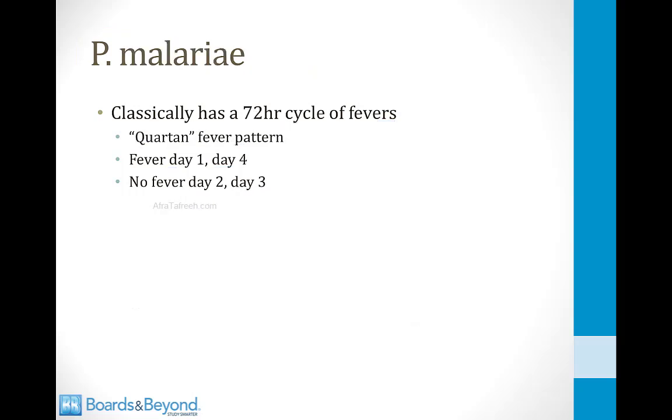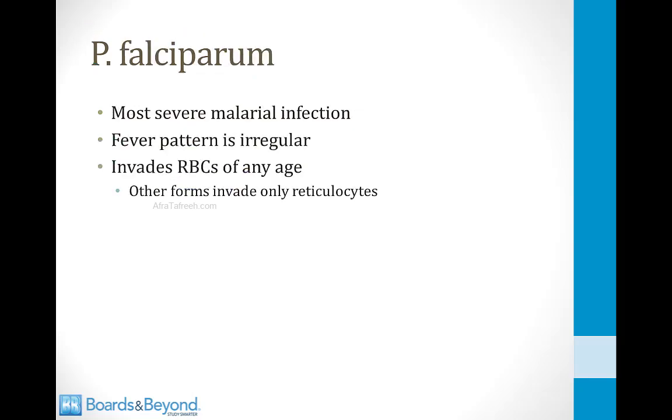The only thing you need to remember about Plasmodium malariae is that it has a 72-hour cycle of fever. So there's a quartan fever pattern with fever on day 1 and day 4 and no fever on day 2 and day 3. The last Plasmodium species is Plasmodium falciparum, and this is the most severe form of malaria infection. The fever pattern for this Plasmodium is irregular, so there isn't a 24 or 48 or 72-hour pattern.